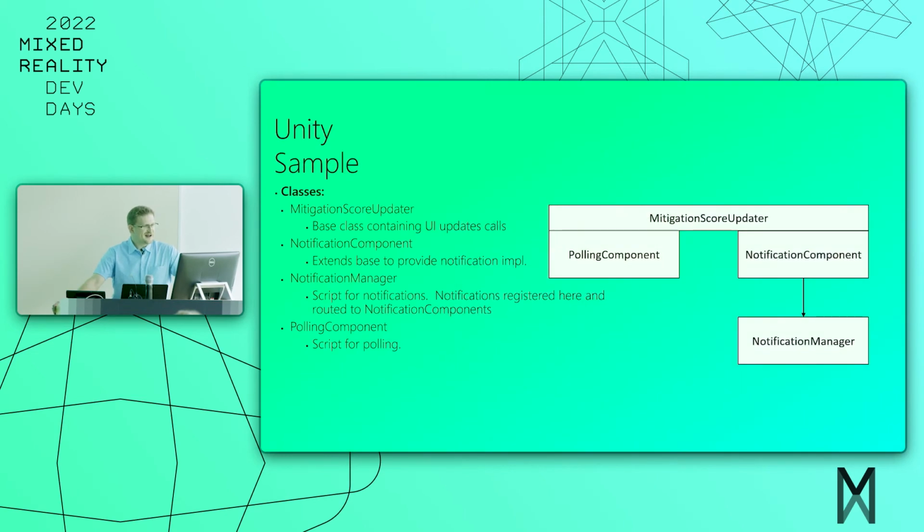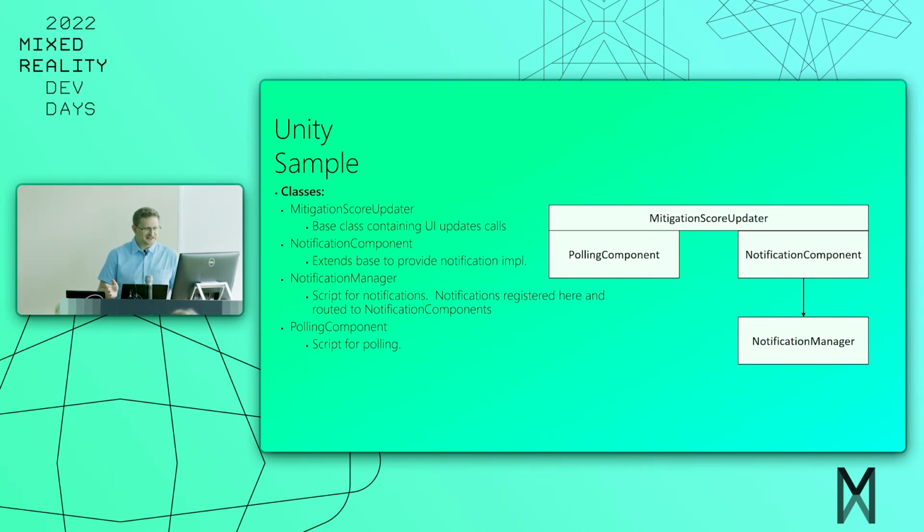Anyways, we also have a Unity sample, I think I mentioned, that's deployed with the Mixed Reality Feature Tool package. I don't want to dig too much into what that does, just talk about the basic building blocks that it has. It has this mitigation score updater class, which is in charge of just updating the colors of a cube or the text of a label to indicate either the thermal score or the mitigation level. We have a polling component, which you put on an object and it will poll, and a notification component that also leverages a notification manager. There's this extra manager because we have a single event registration and it dispatches it to different notification components.